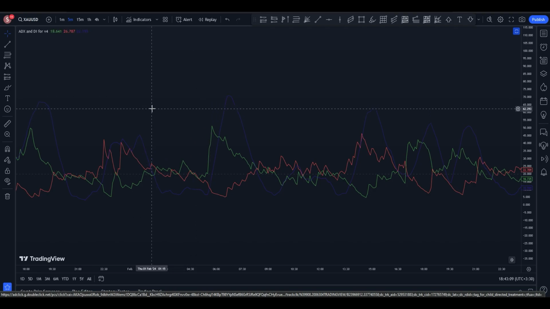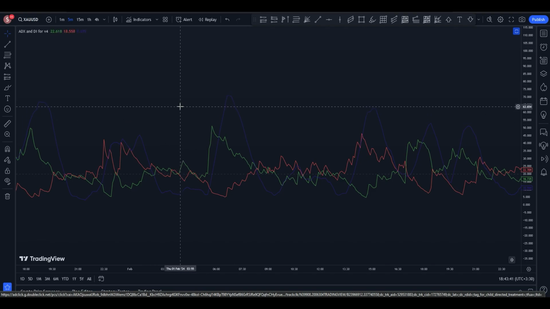Minus DI. This is the line that shows the negative directional movement, or the downward pressure on the price. It's calculated by comparing the current low with the previous low and smoothing the result over a period of time, usually 14 bars. The higher the minus DI, the more the price is moving down.